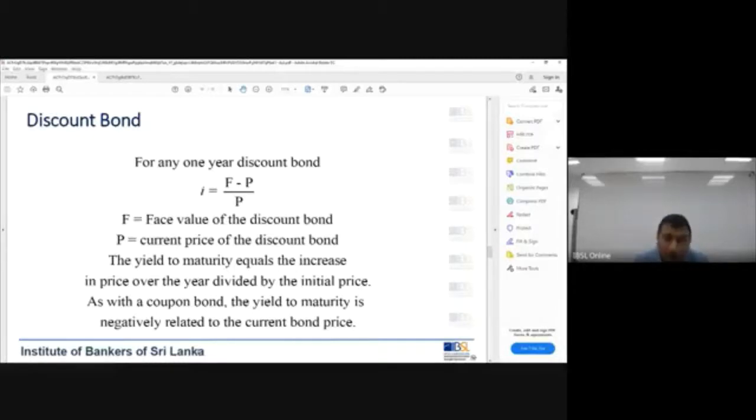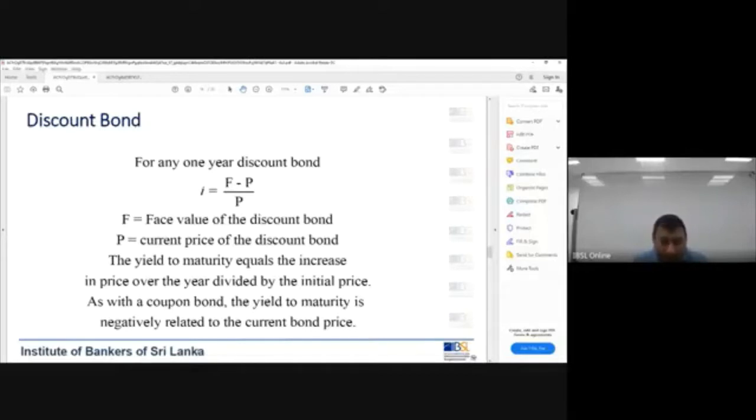Okay, the yield to maturity, YTM, equals the increase in price over the years divided by the initial price. For instance, if you have purchased this at, let's say, 90 rupees, and the face value is 100, then 100 minus 90 over 90 is the yield to maturity if you hold this bond until maturity. So you can figure it out, right? That is the total return that you are getting on a discount bond, by doing that computation.